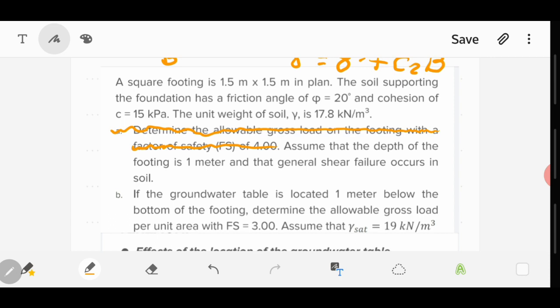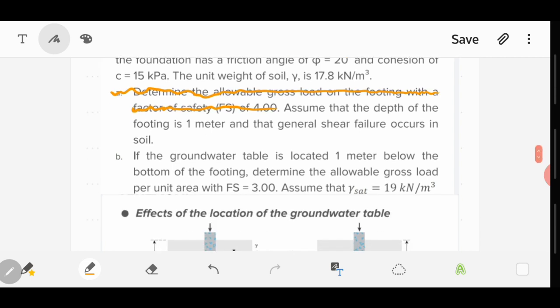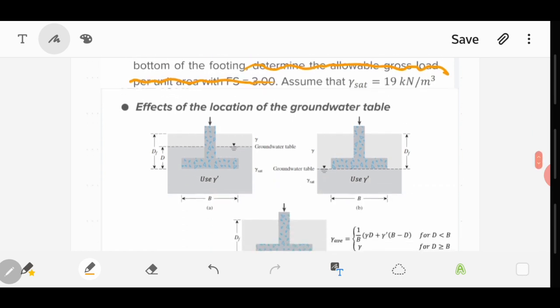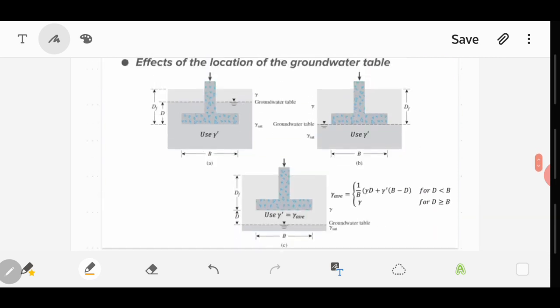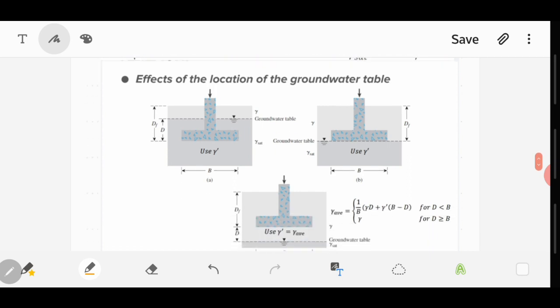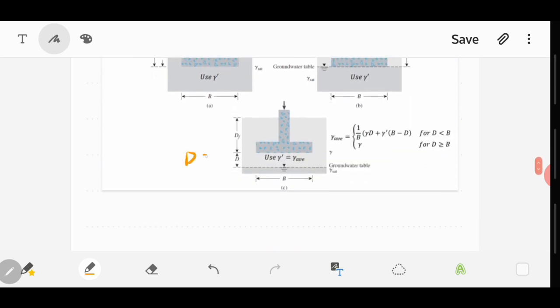Assume that the depth of the footing is 1 meter and general shear failure occurs in the soil. If the groundwater table is located 1 meter below the bottom of the footing, determine the ultimate bearing capacity, assuming that gamma sat is equal to 19 kilonewton per meter cube. It is below the bottom of the footing, so it falls at situation C, but d is equal to 1 meter, and 1 meter is lower than the base of the footing, which is 1.5.